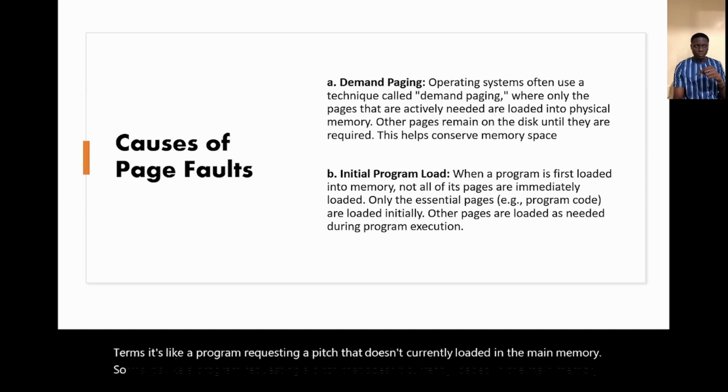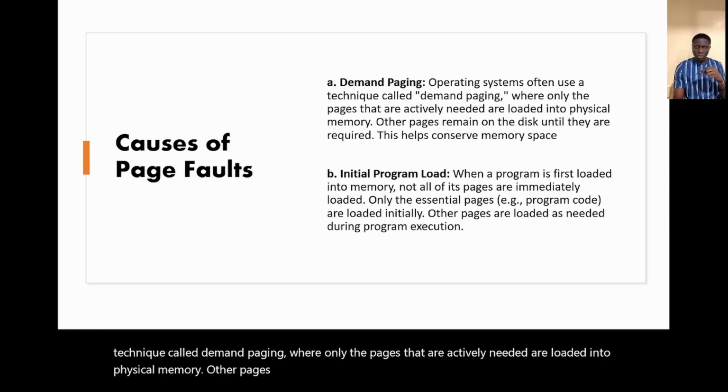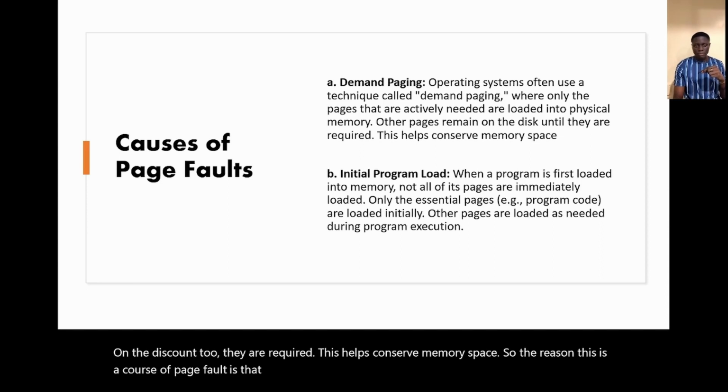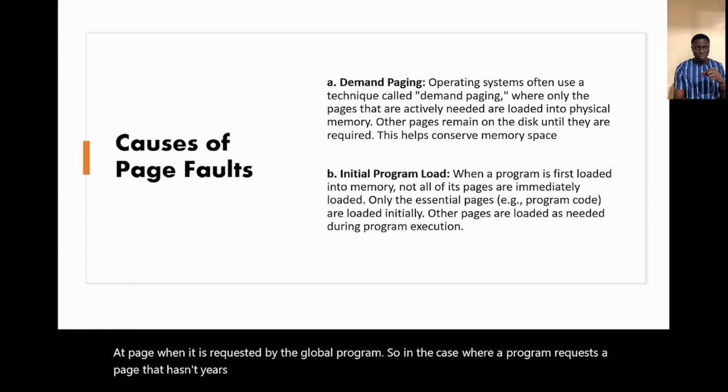So what are the causes of page faults? Number 1, demand paging. Operating systems often use a technique called demand paging, where only the pages that are actively needed are loaded in physical memory. Other pages remain on the disk until they are required. This helps conserve memory space. The reason this is a cause of page faults is that demand paging only loads a page when it is requested by the program. So in the case where a program requests a page that hasn't yet been loaded into memory, it causes a page fault. Number 2, initial program load.